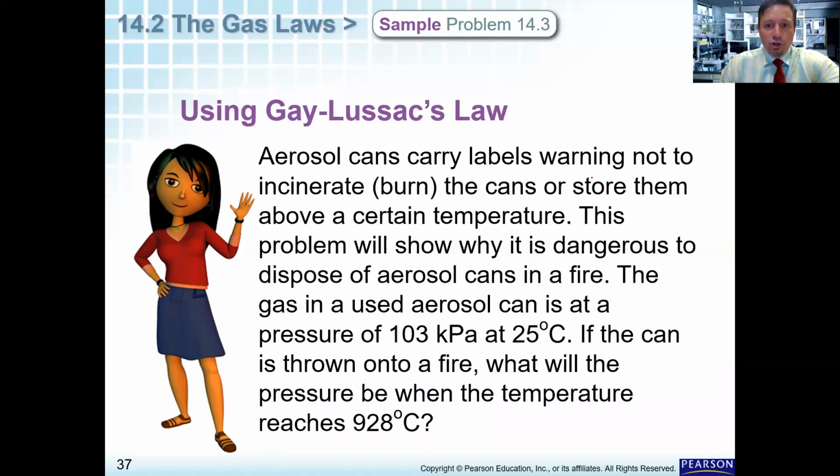This problem will show why it is dangerous to dispose of aerosol cans into a fire. The gas in a used aerosol can is at a pressure of 103 kilopascals at 25 degrees Celsius. If the can is thrown into a fire, what will the pressure be when the temperature reaches 928 degrees Celsius? So look at the change in temperature.